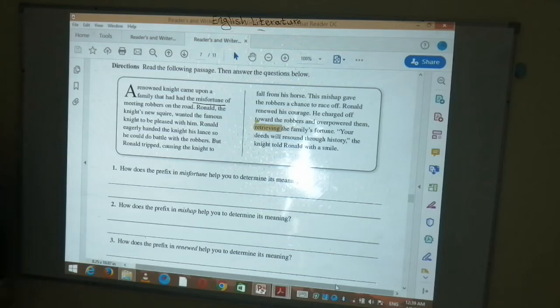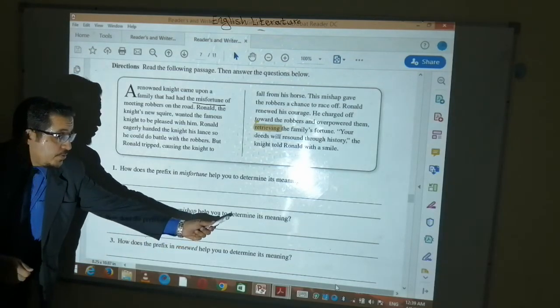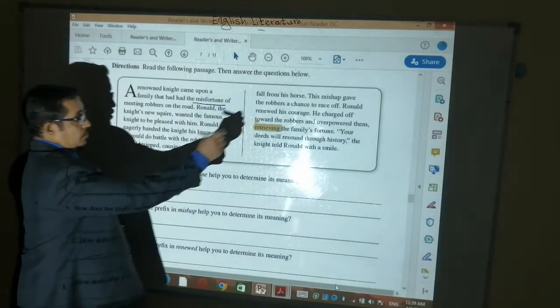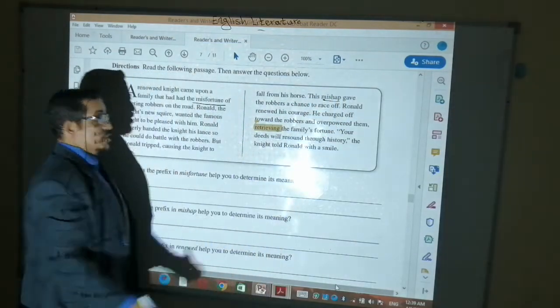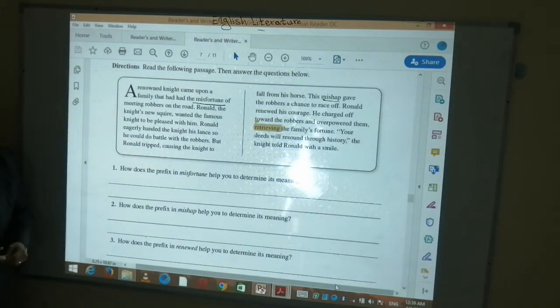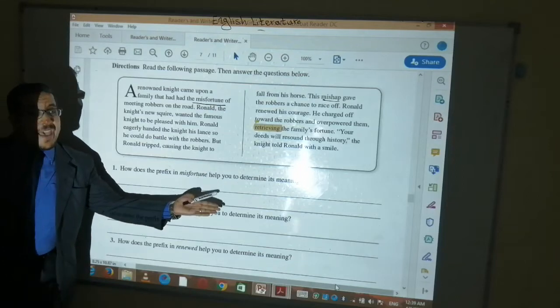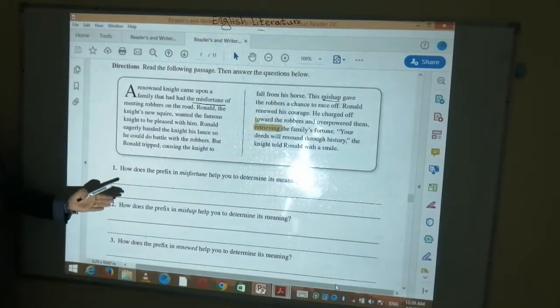Question number 2. How does the prefix in mishap help you to determine its meaning? Mishap, this one. As we said, mis means what? It means bad. So mishap means bad happening.